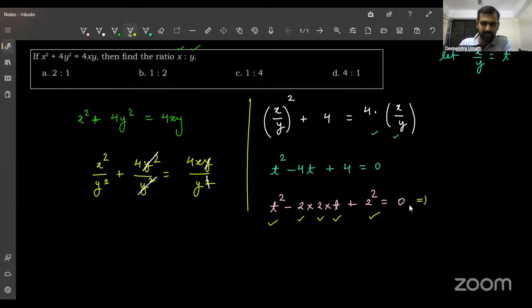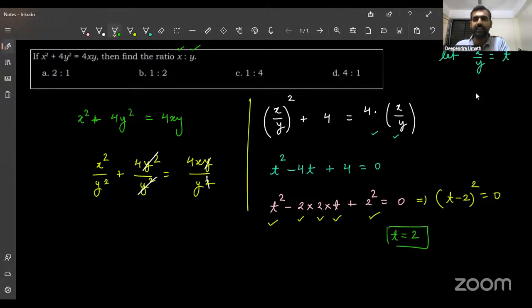Even if you don't know this, if this does not strike you, you can use your quadratic formula, splitting the middle term method, the Sridhar Acharya formula, the quadratic formula which you all remember. Through that also you can crack it quite easily. So with that, if I proceed further now, what I'll get is I can write it as a minus b whole square. So it is going to be 0. Square of any number is 0 only when the number is 0, which means t minus 2 is 0, which means t is 2.